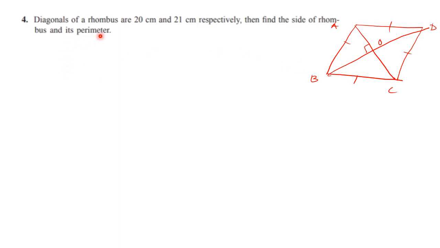Now we need to find the perimeter. What is the perimeter? Perimeter means addition of all the sides, or 4 into side. So 4 into whatever side we have got, we'll get the perimeter. So let's start.